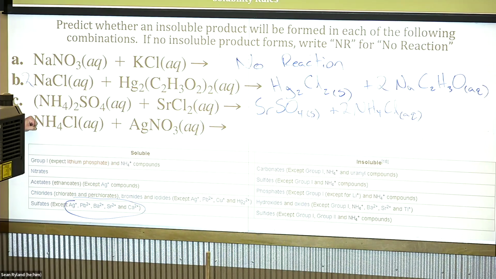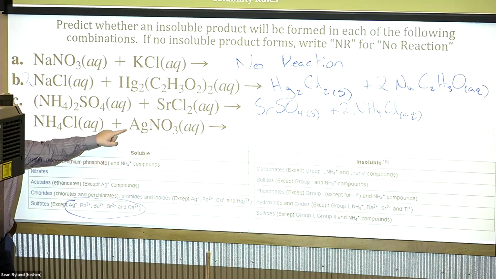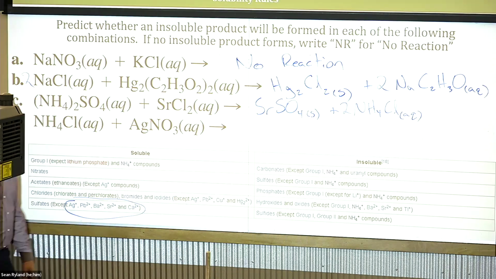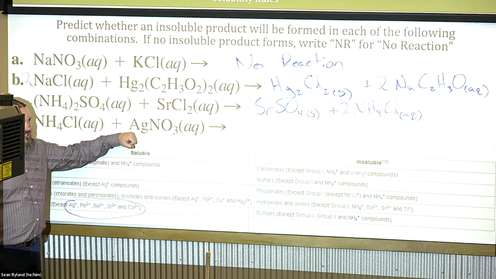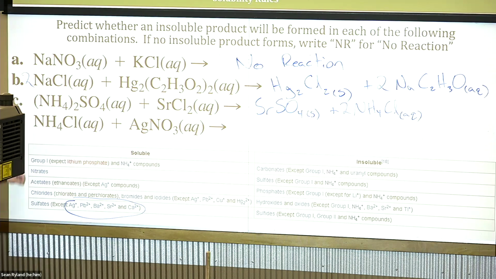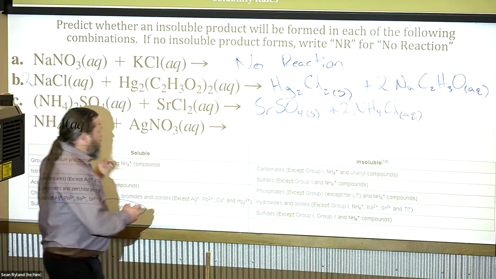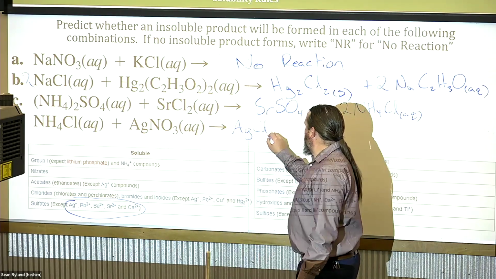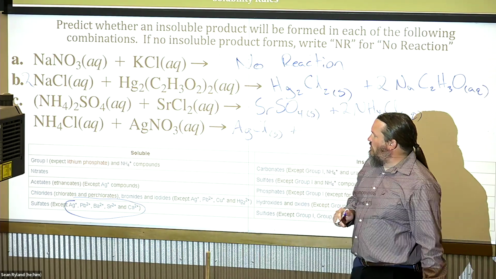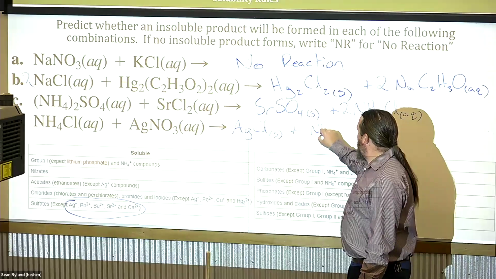Last example, ammonium chloride. We know ammonium is going to be soluble, no exceptions. Chlorides are usually soluble, but silver ions are one of our exceptions. Silver ions are pretty insoluble with almost everything. So silver ions, if you see silver, there's a good chance that's going to be part of your product. So silver chloride is going to be a solid, and then our other combination is ammonium nitrate.